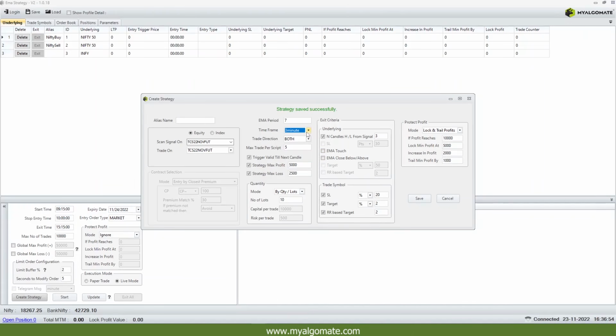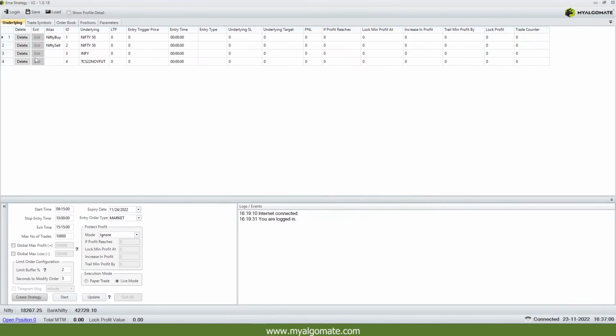So you can do that as well, whatever your backtested data is, you can set the configuration based on that. So you can create multiple strategies like this. Okay, now I'll be explaining the global configurable parameters which are displayed over here.